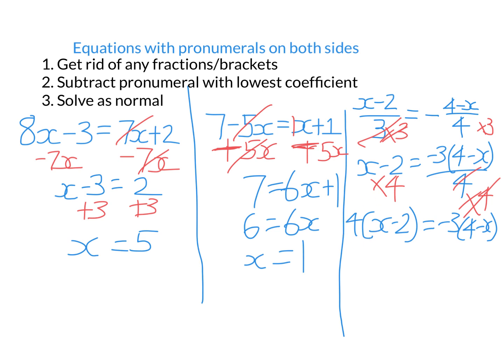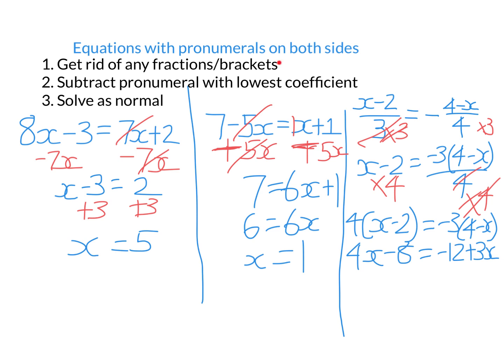So now I've got rid of the fractions, but I still have some brackets. So I'm going to get rid of the brackets by expanding each side. So 4 times x, 4 times negative 2. Then we have negative 3 times 4, negative 3 times negative x. Negative times a negative is always a positive.